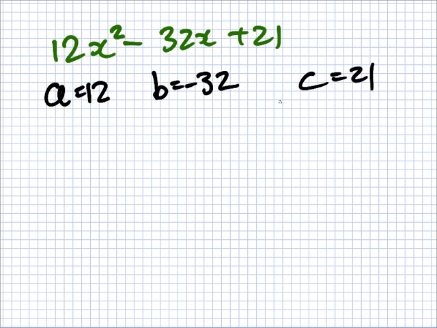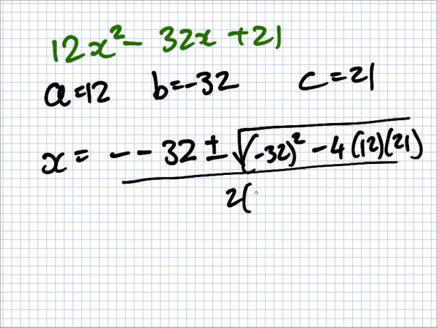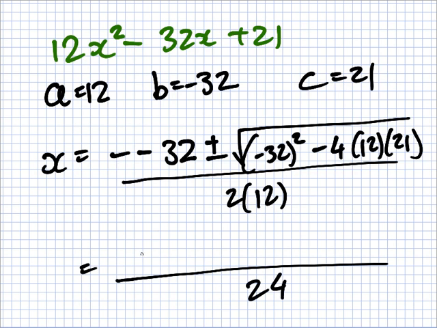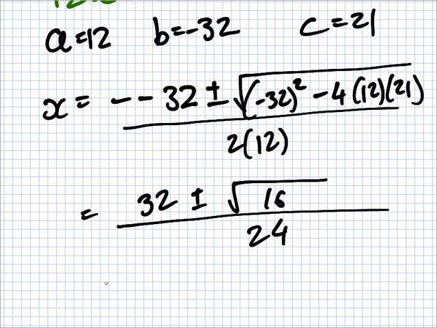Yeah? So the formula is x equals minus b, which is minus minus 32, plus or minus square root of b squared minus 4ac all over 2a. Well, that's easy on the bottom, that's 24, and minus minus 32 is 32. So what we need to figure out is what's inside the root, which I'll do now, which is 16 actually, which is nice because the root of 16 will just be 4, so 32 plus or minus 4 over 24.